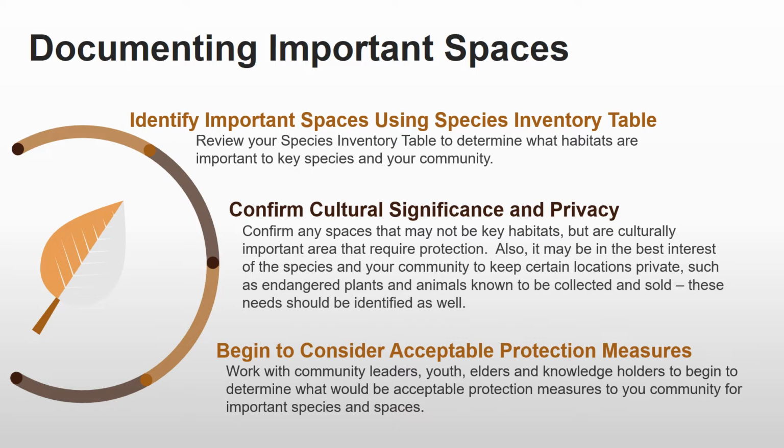Documenting important spaces allows you to keep those spaces protected. Identify important spaces using the Species Inventory Table. Review your species inventory table to determine what habitats are important to key species and your community. Confirm cultural significance and privacy. Confirm any spaces that may not be key habitats, but are culturally important areas that require protection. Also, it may be in the best interest of the species and your community to keep certain locations private, such as endangered plants and animals known to be collected and sold. These needs should be identified as well.